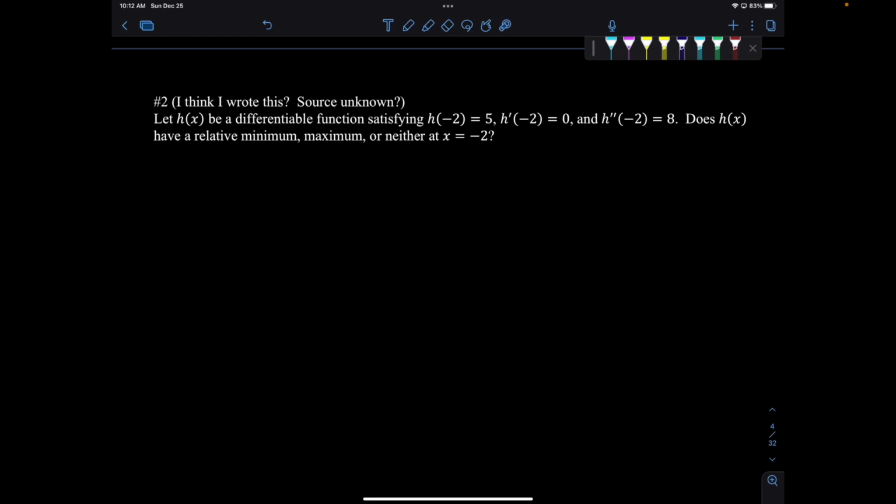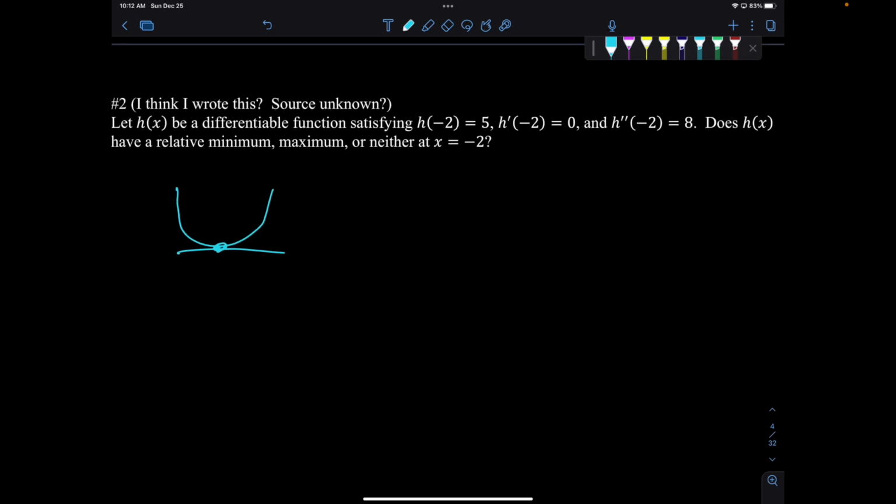So let's think about this information. We know that h prime is 0 and h double prime is greater than 0. So h prime is 0, so you have a horizontal tangent line and you're concave up. Let's draw a picture there. Second derivative test tells us that you have a relative minimum.